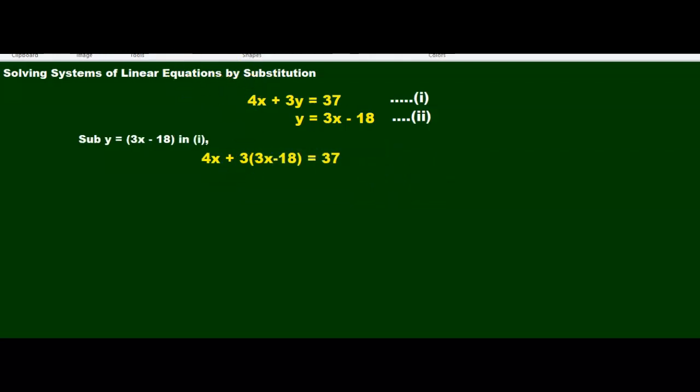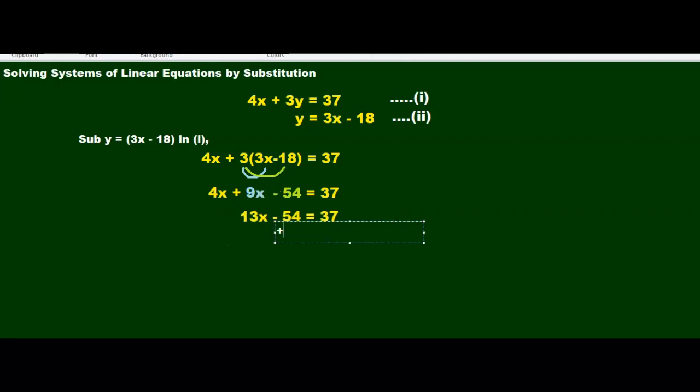Then I'm going to distribute. And if you need a refresher on distribution, I have a video of that. So we get, first we have 4x plus 3 times 3x gives us 9x. And then we have 3 times negative 18, which gives me negative 54, and that equals 37. Now we're going to collect our like terms. So 4x plus 9x gives me 13x. I'm going to leave my negative 54 there, equals 37.